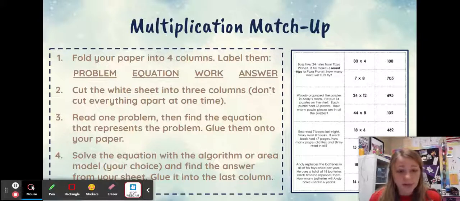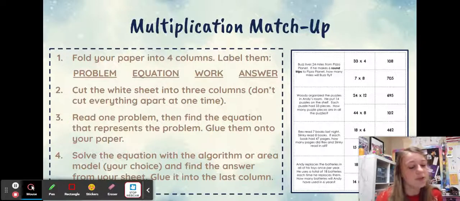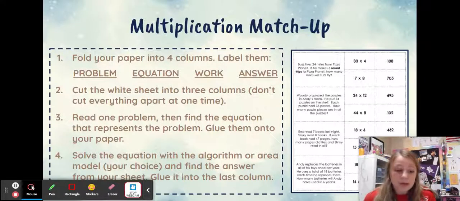I need you to check your work, okay? So you need to solve it at least 2 times. I do not care if you use the standard algorithm both times, if you use the area model both times, or if you use one of each. But you need to be checking your work.